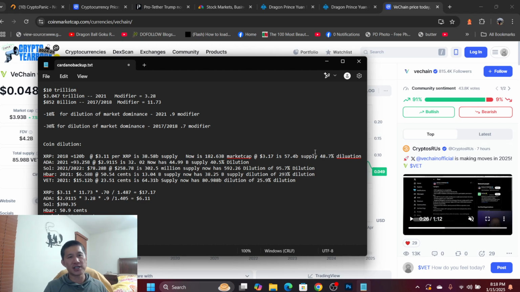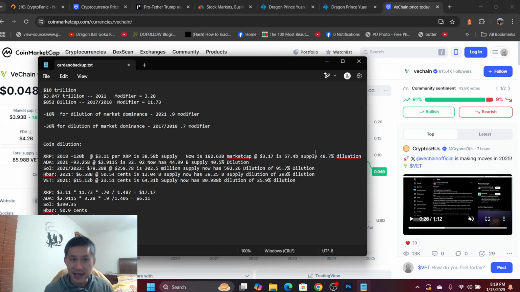XRP's calculation is going to be slightly different. The modifier it's going to get is much higher, at least the market growth modifier, because it's the only one where the maximum price was actually achieved in 2017, 2018. For the rest of the four, it was achieved in 2021. So the market growth modifier for XRP is going to be 11.73, whereas the growth factor for the rest of the coins is only going to be 3.28. And that's a very easy explanation.